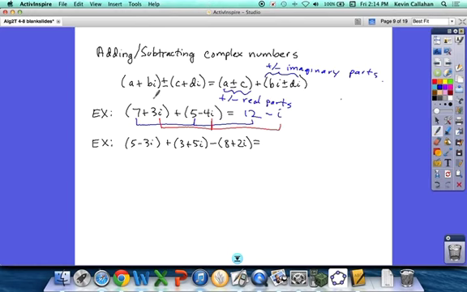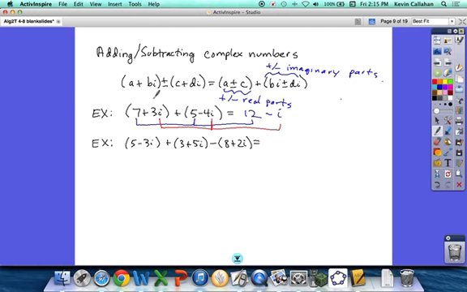And they usually do. There's usually 2 or 3 questions that are just add or subtract complex numbers or something like that. Okay. How about this one that has 3 complex numbers?